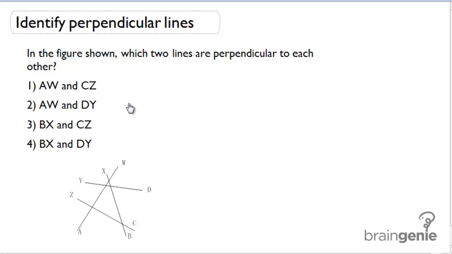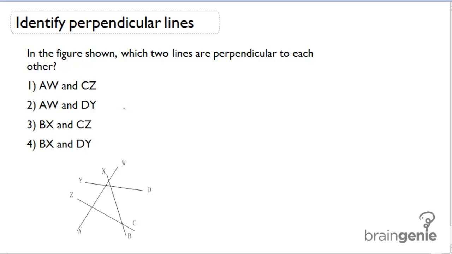If we look at the diagram, we can see that each answer choice points to two different lines in this diagram. Let's go through each answer choice and put an X by the ones that do not form perpendicular lines and a check by the ones that do. That will help us correctly answer this question.